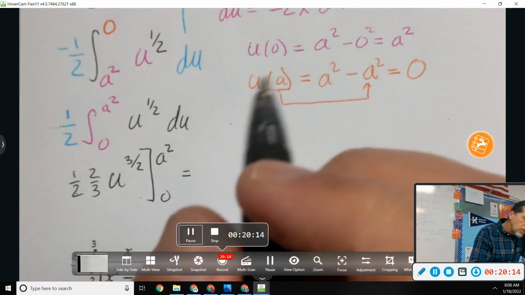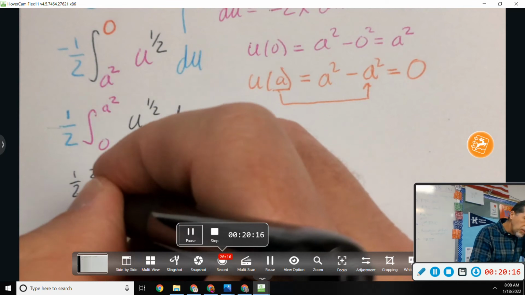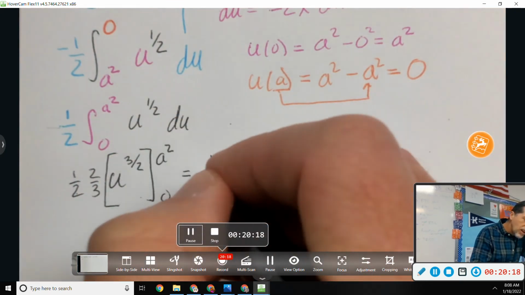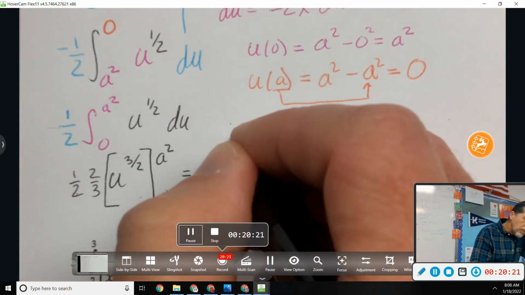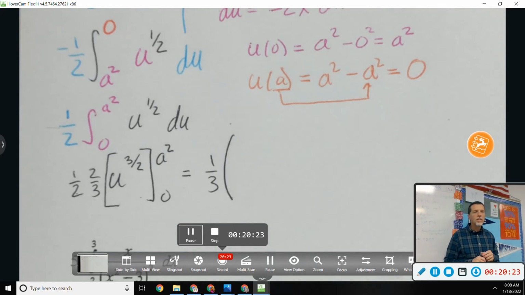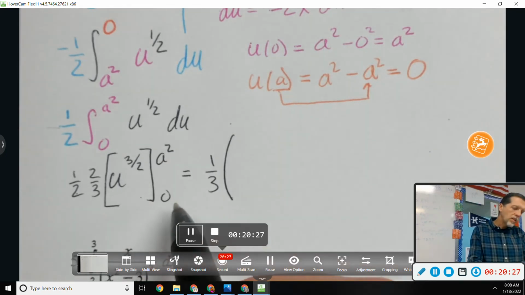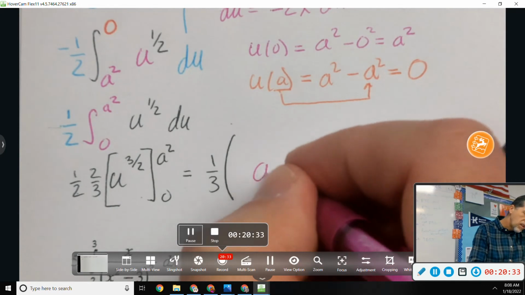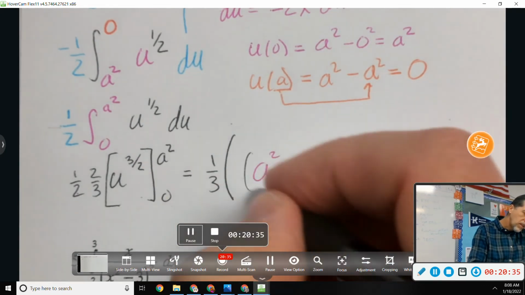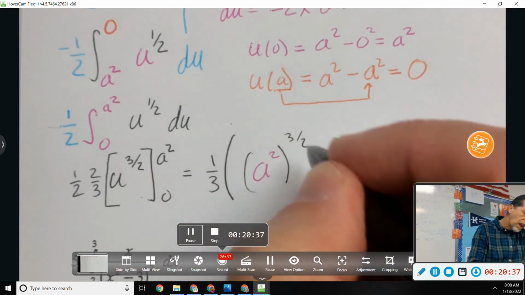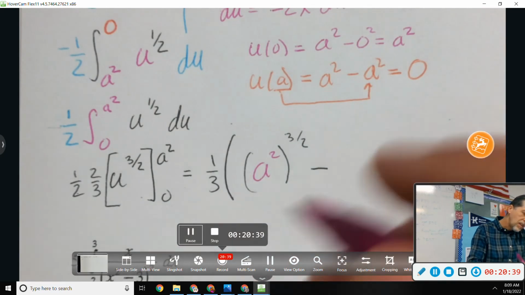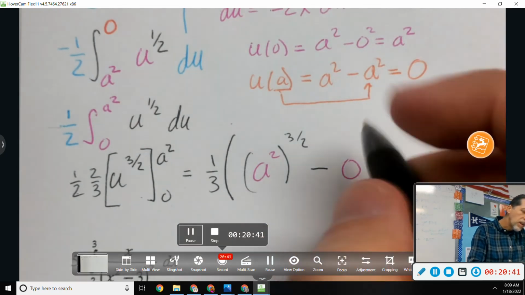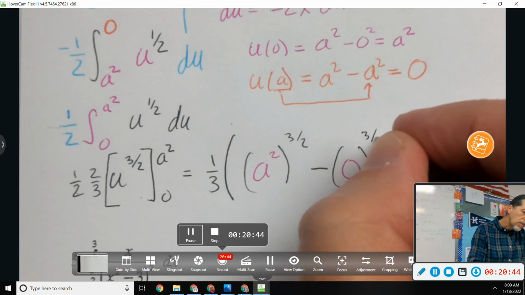So, okay, maybe to avoid some of the fraction confusion, I'm going to put the 1/3 out front, because the 2's cancel. And then I can just plug in a squared minus plug in 0 squared. So a squared to the 3/2 minus 0 to the 3/2.